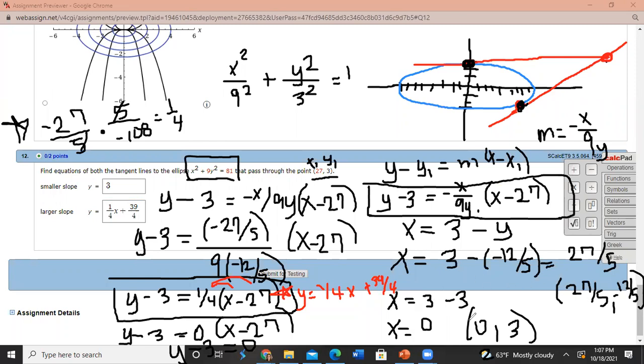We used that to get out what x and y were: 0, 3, and 27/5 and negative 12/5. And then we could use that to finally write the equations of the line. So very involved problem. And please let me know if I can help answer any questions from that. Thanks.